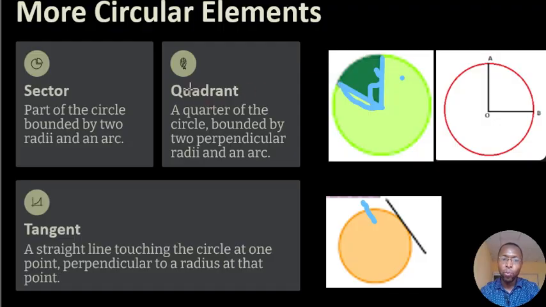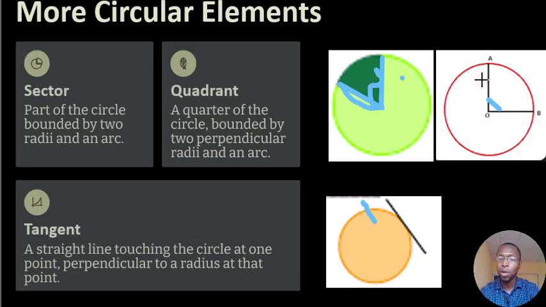All right. Then we have another component of a circle that is called a quadrant. A quadrant of a circle is a region bounded by two radii as well, and an arc. So a quadrant and a sector are similar. The only difference is that the angle between the two radii in a quadrant is 90 degrees. This is a quadrant. But for a sector, the angle is lesser or greater than 90 degrees. All right, so that's the difference between a quadrant and a sector.